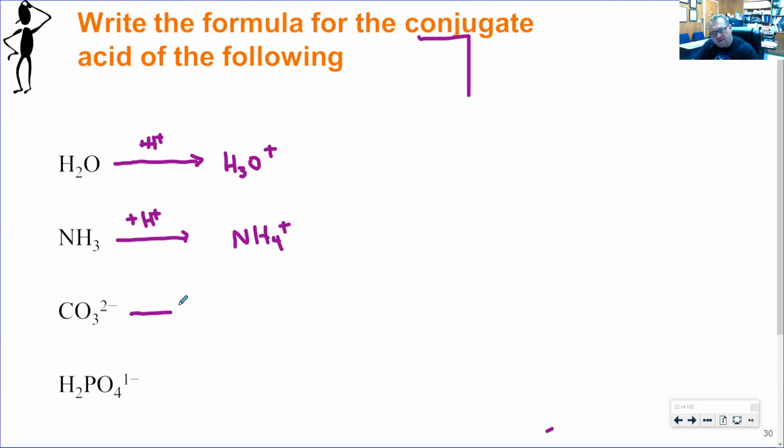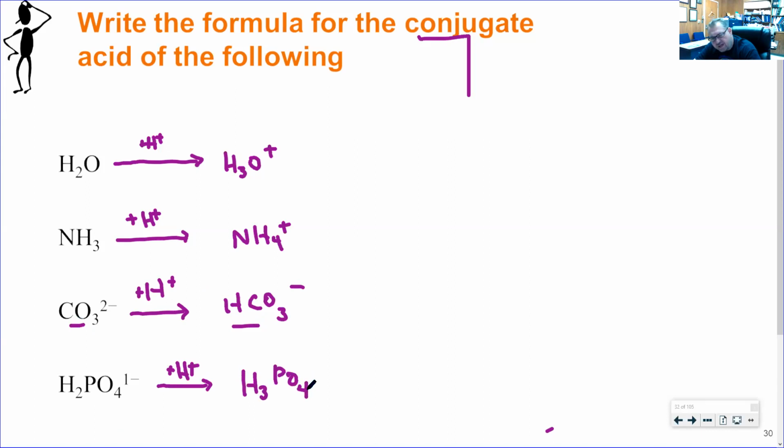Similarly, the carbonate ion, after it accepts a proton, its conjugate acid would be HCO3 minus 1. So this is carbonate. This is called bicarbonate. And then finally, the last one, this is dihydrogen phosphate. Once it picks up a single proton, and it's the last one it can pick up, it forms H3PO4, which is phosphoric acid. Okay, so those are examples of forming the conjugate acid.